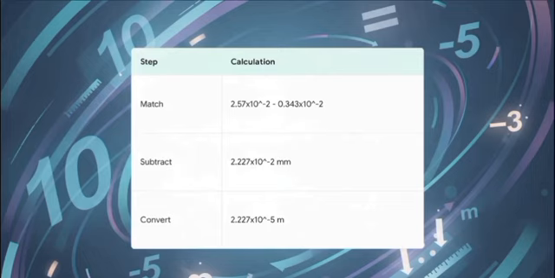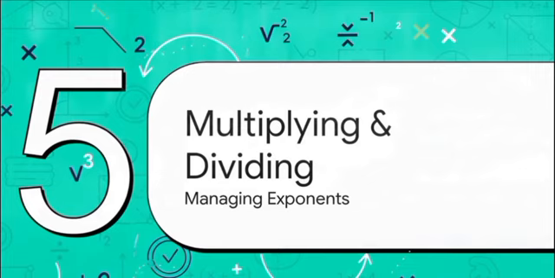But class, watch out for the final twist here. The source material pushes us one step further by converting the final unit from millimeters to standard meters. Since there are 1,000 or 10 to the third millimeters in a meter, we adjust our exponent by subtracting 3. That brings our final absolute result to 2.227 times 10 to the negative 5 meters. Really excellent work there. All right, let's move right along to the final section of our syllabus.